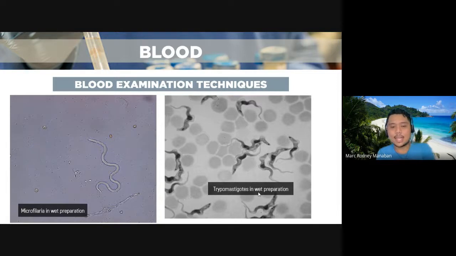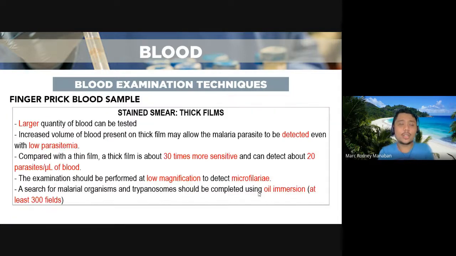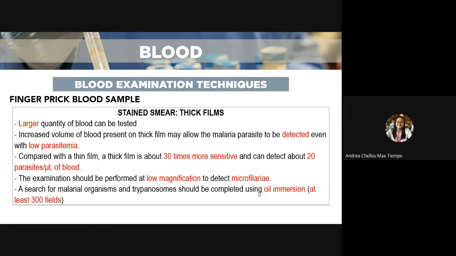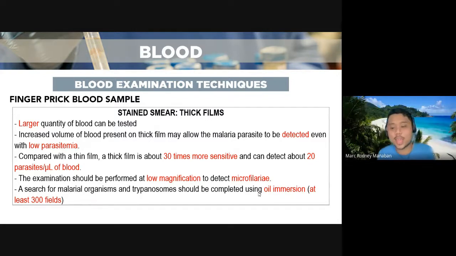Next, we go to the first type of your films. As mentioned, for blood parasite examination, we make blood films. And true enough, what is your gold standard test for the diagnosis of malaria? Thick and thin films. Very good.